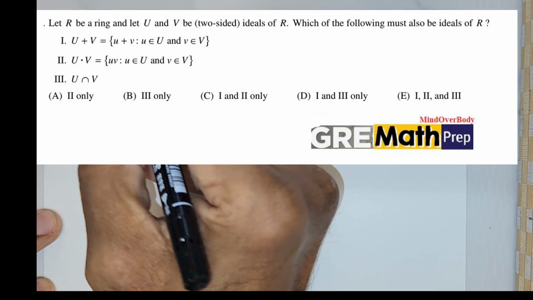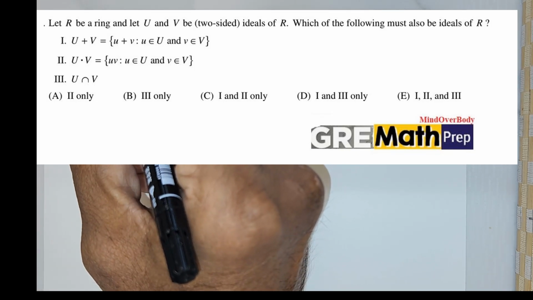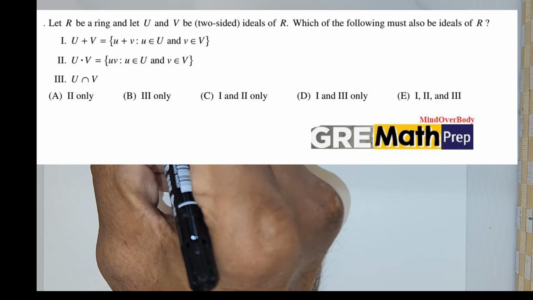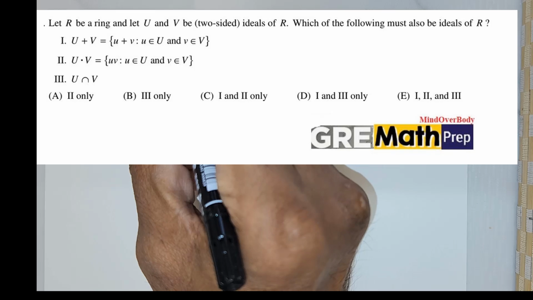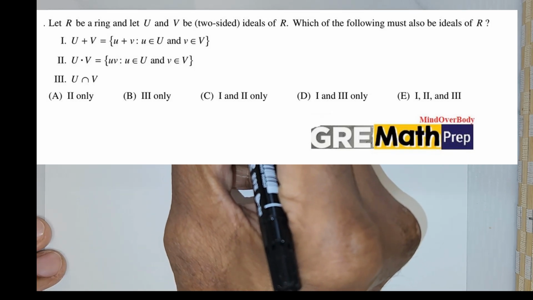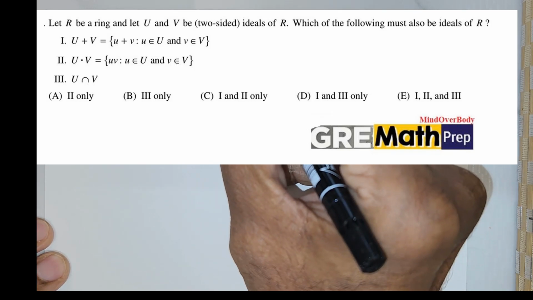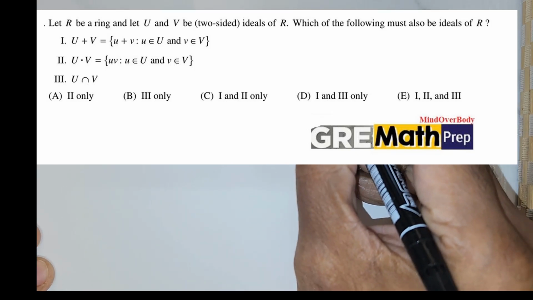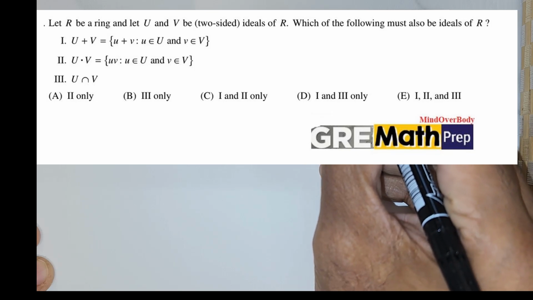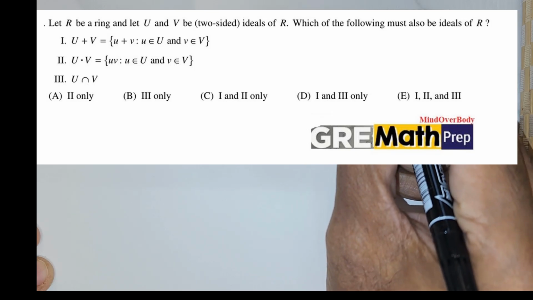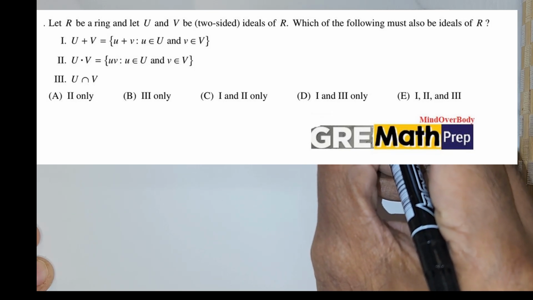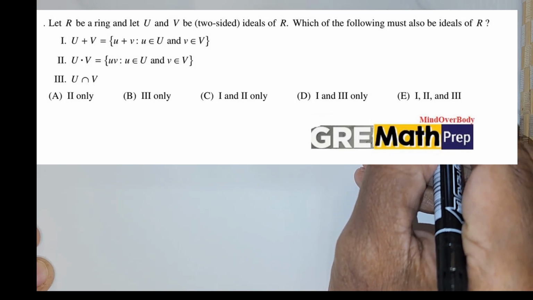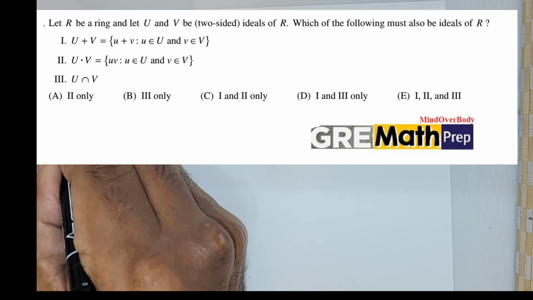Okay, let's do this question. Now, the following question has been given. Let R be a ring and U, V be two-sided ideals of R.